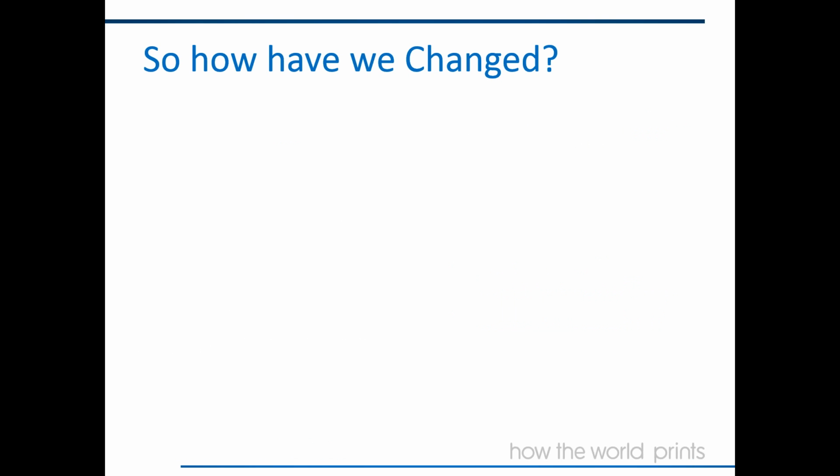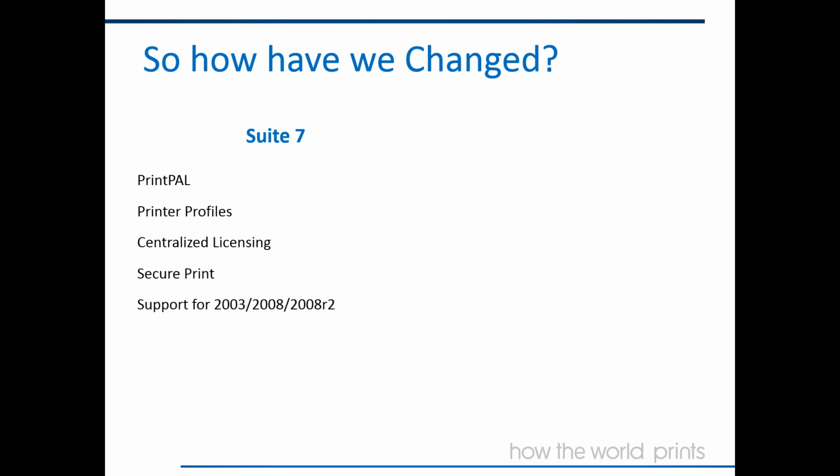But whilst we were simplifying it and making it a lot more effective, we've also changed and enhanced the product. Again, this is about picking up stuff that I covered earlier on. So within Suite 7, we actually saw a number of enhancements from previous versions, with the introduction of PrintPal, the introduction of printer profiles. We centralized the licensing. We started the beginnings of secure print, and we had support for multiple operating systems on the server level, so that's 2003, 2008.